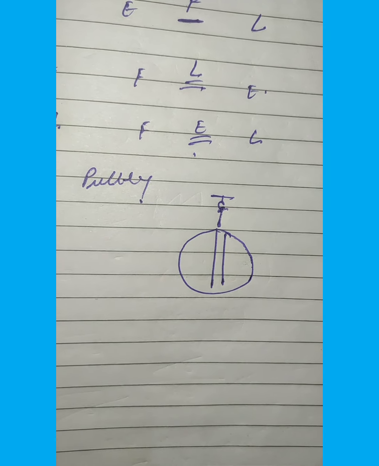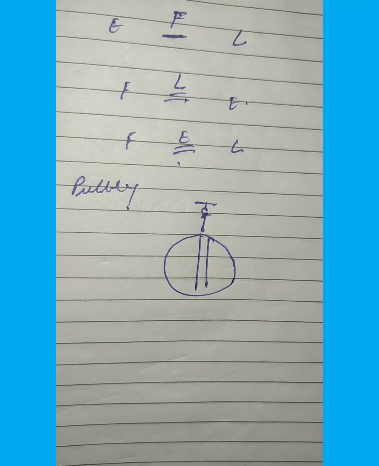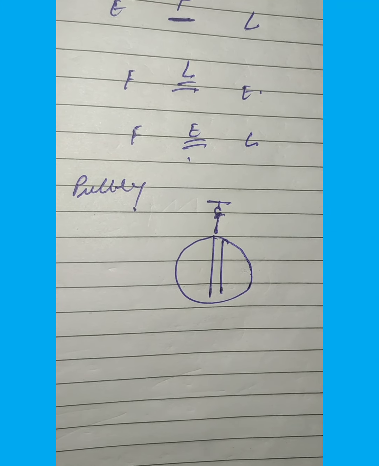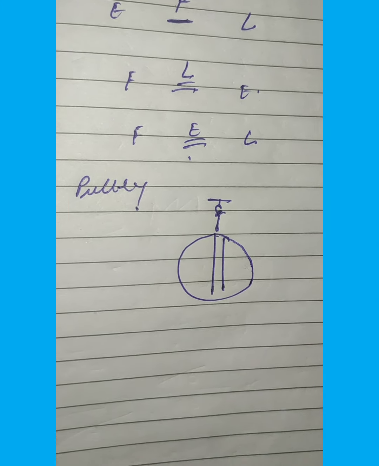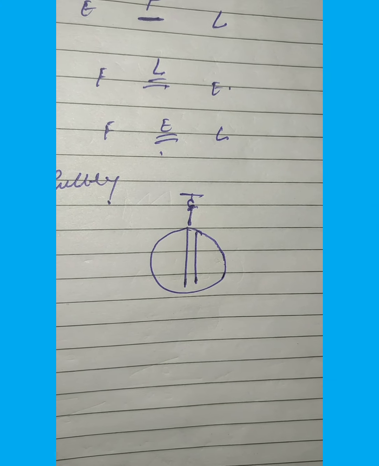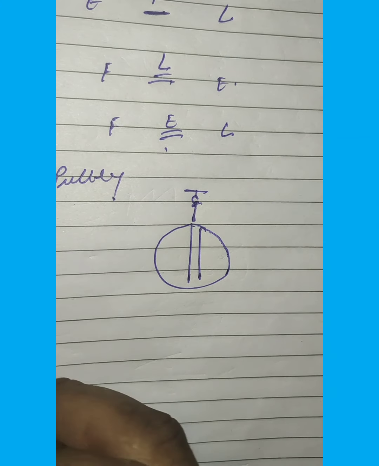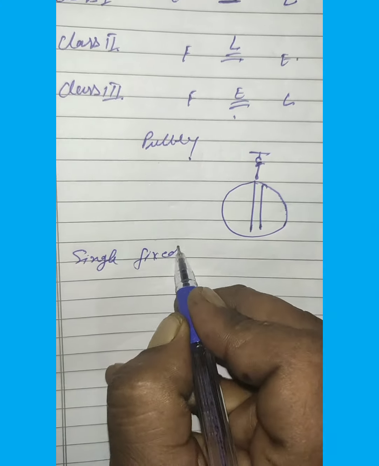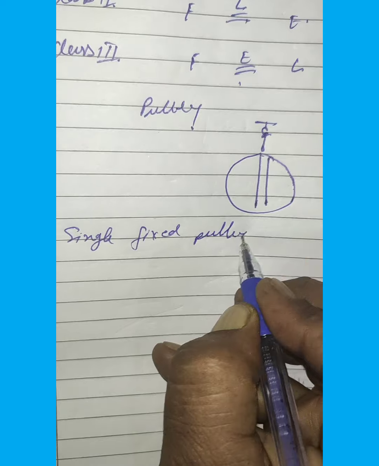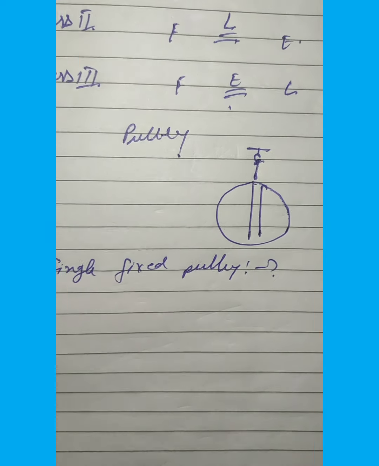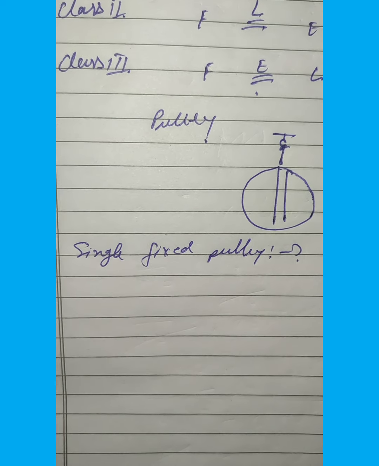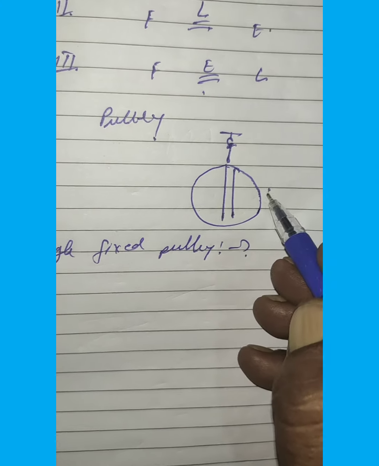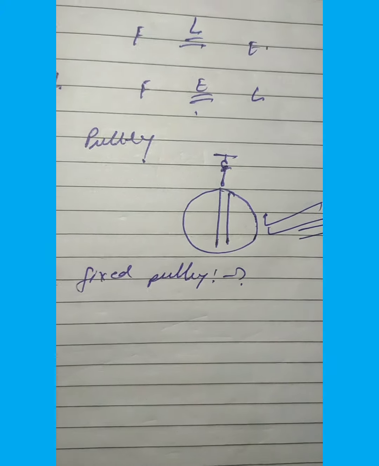A single pulley can be used in two ways: as a fixed pulley, by keeping its axis of rotation stationary, and as a movable pulley, by changing the axis of rotation. First of all, the single fixed pulley: a pulley which has its axis of rotation stationary in position is called a fixed pulley. This is a common example of this one.